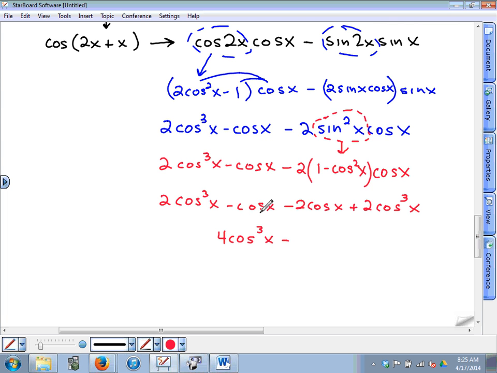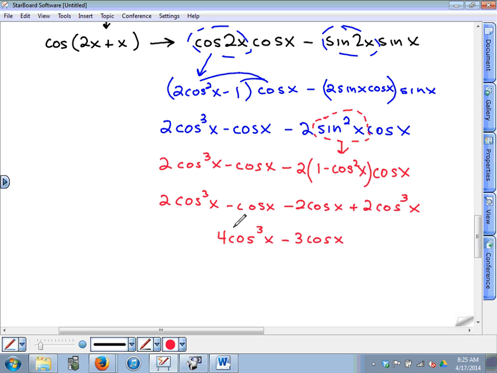And then minus, are these like terms? They are. So it's minus 3 cosine of x. Now consider the expression that we have. Do we only have something in terms of cosine of x?